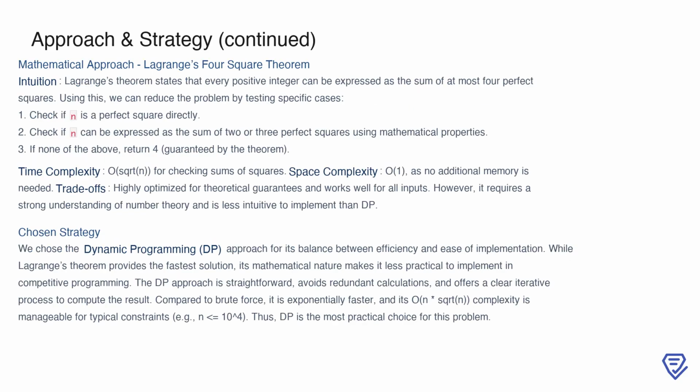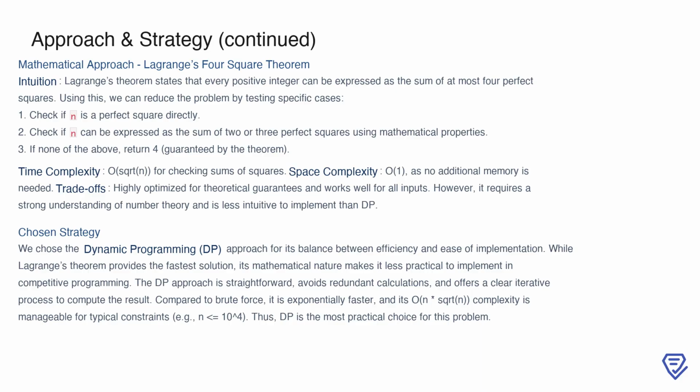Finally, there is a mathematical approach based on Lagrange's four-square theorem, which states that any positive integer can be expressed as the sum of at most 4 perfect squares. This allows us to use a more theoretical framework to solve the problem. First, we check if n is itself a perfect square, which would immediately solve the problem. If not, we test whether n can be expressed as the sum of 2 or 3 perfect squares using mathematical properties. If neither of these cases applies, we can safely return 4, as the theorem guarantees that no more than 4 perfect squares are needed.